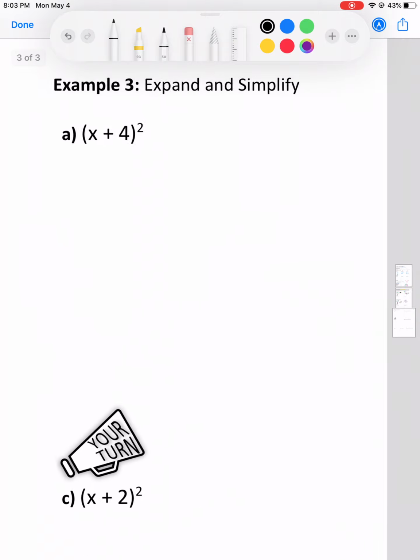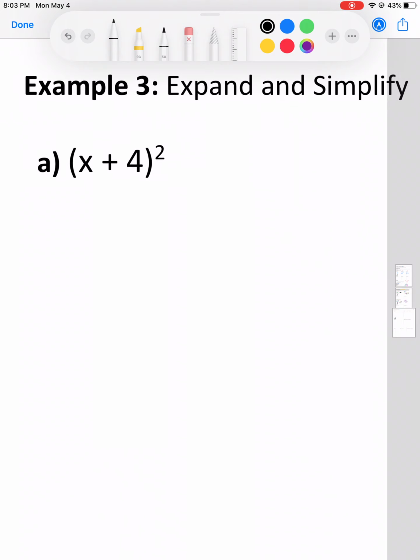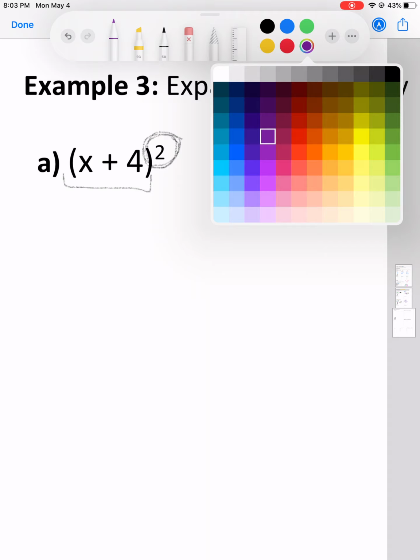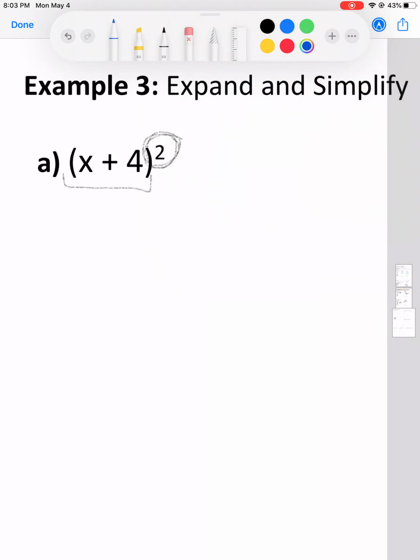So, expand and simplify. A couple more examples. Here it's x plus 4 squared. And we're like, oh my gosh, where's the other term? Well, this means there's 2 of these. That's what that squared means. I might throw you a bit of a curveball. So what does that look like? It looks like this: x plus 4, x plus 4. That's all that means. There's just 2 of them.